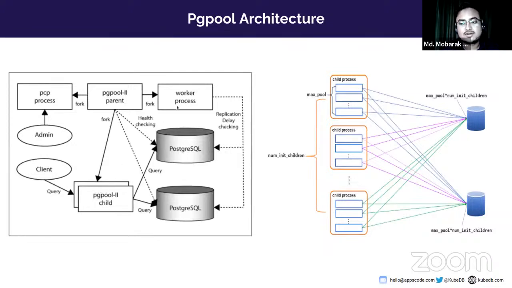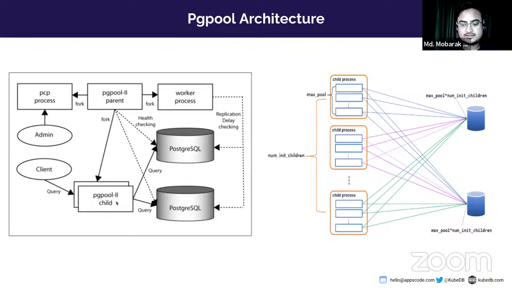The worker process will check replication delay for Postgres backend servers on behalf of Pgpool. If you use KubeDB Postgres, you may not need this worker process for replication check because KubeDB Postgres already has these functionalities. Also, we have a PCP process. With this PCP process, the Pgpool admin can remotely configure and control Pgpool.